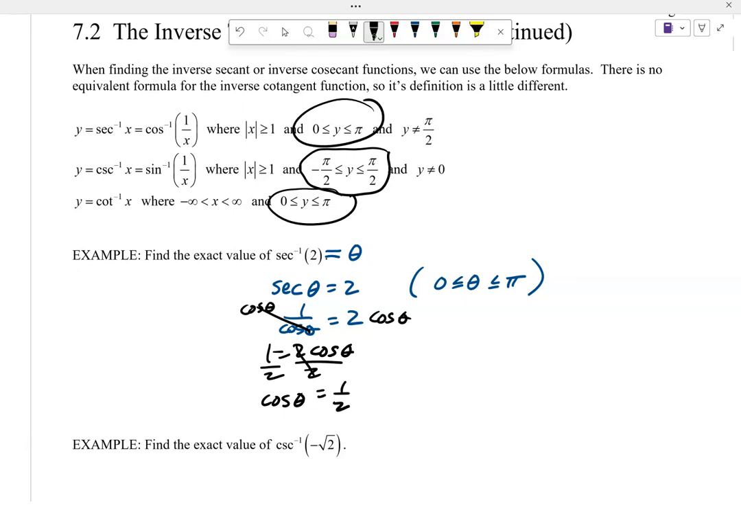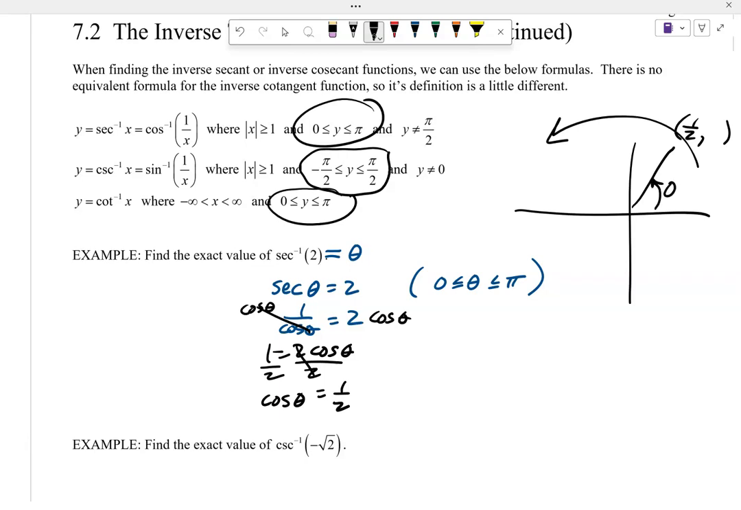Remember, we're looking just between 0 and pi. So now I'm looking on my unit circle, somewhere between 0 and pi. Where do I have a cosine that's a half? What angle is that? And hopefully you recognize that theta would be pi thirds. At 60 degrees, I have a cosine that's a half. Cosine of pi thirds is a half. Therefore, the arc secant of 2 equals theta, and we determine theta must be pi thirds.